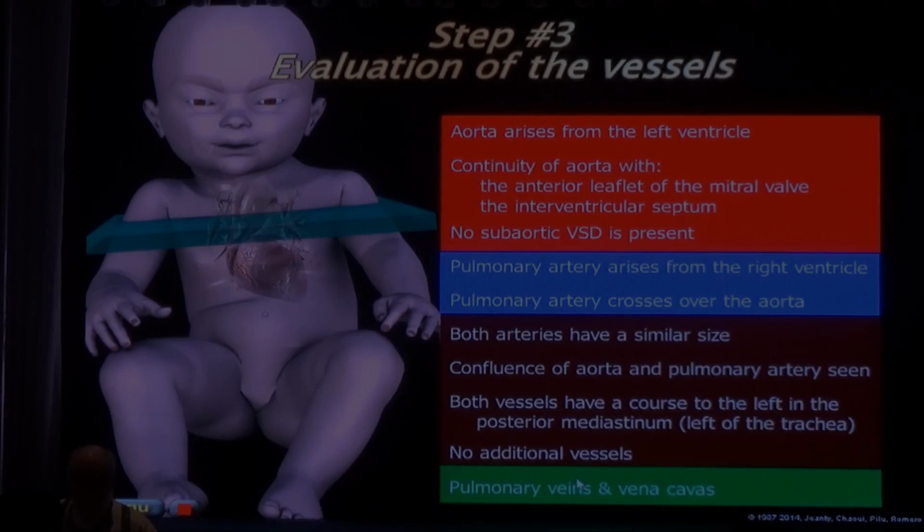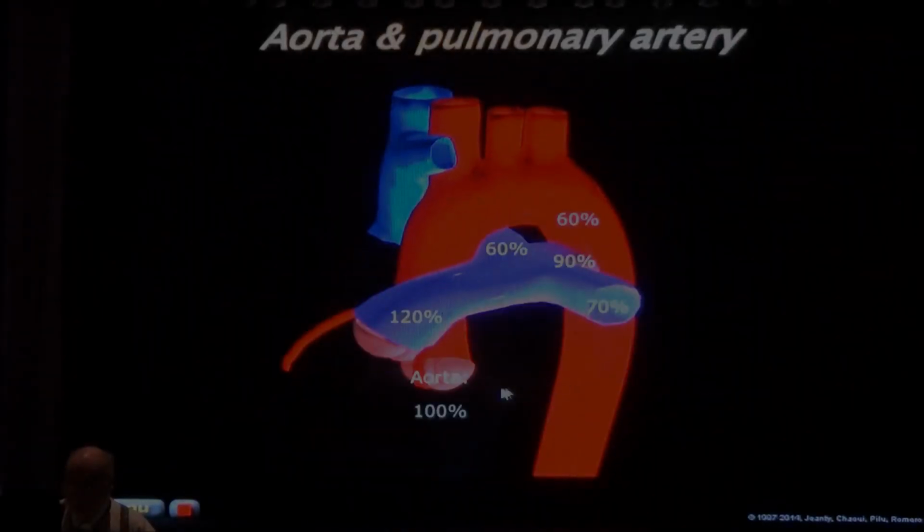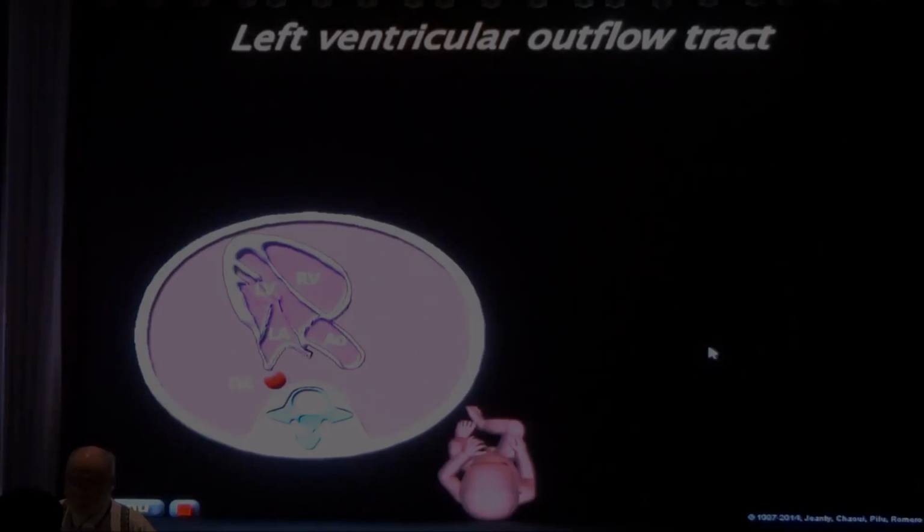And then we'll look at the veins, the pulmonary veins, and the systemic veins. So, if we take the aorta as the landmark at 100%, pulmonary can be up to 20% bigger. The other measurements are not very critical.